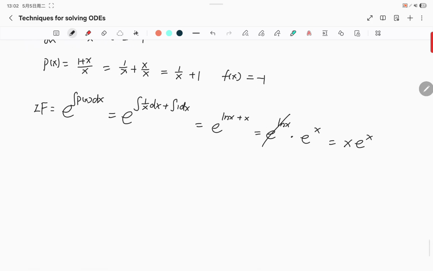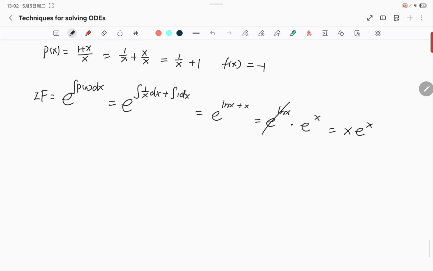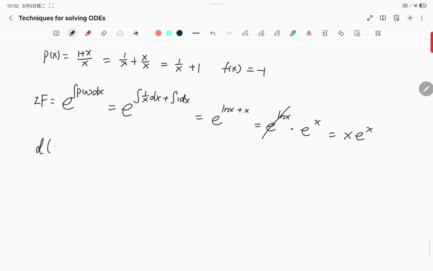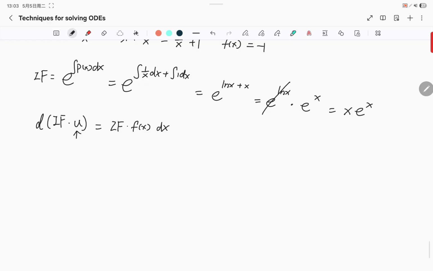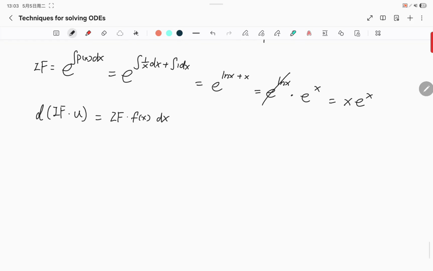If you remember from the linear equation that I just did, my next step should be another template equation: d of (IF times u), instead of y, because everything here is in terms of u, not y, is equal to IF times f of x dx. This is my second template, which is also the same as the template in the linear equation. The only difference is we had y before, but here we have u, because everything here is based on u.